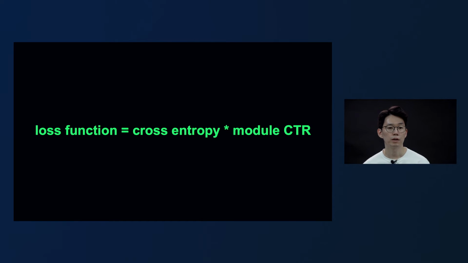So, we create an equation to correct this unexpected phenomenon. In addition to the cross-entropy loss function, we multiply by the CTR of the clicked module. If the number of clicks is relatively small compared to the number of views, we give a penalty. If the number of clicks is relatively high compared to the number of views, even if the number of clicks is small, we place the module at the top next time.